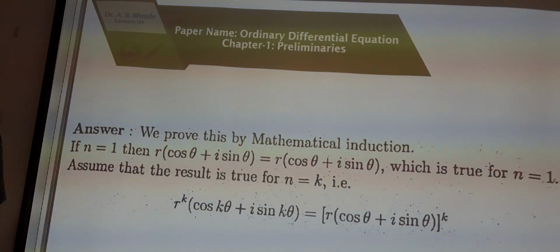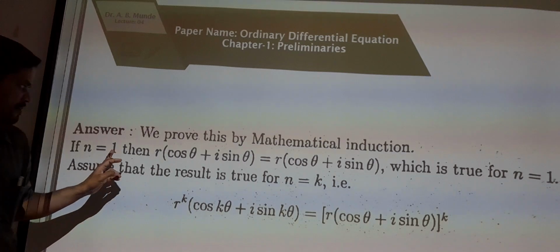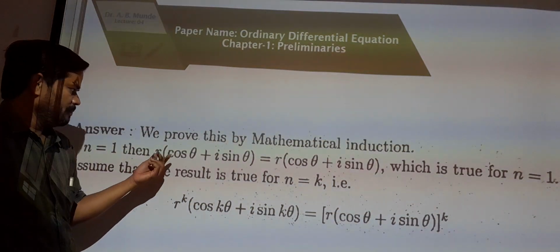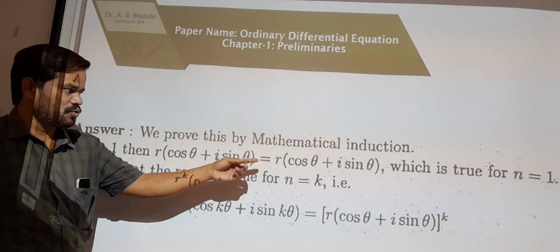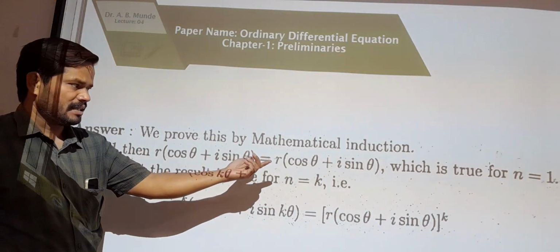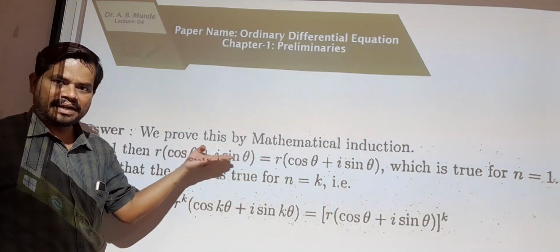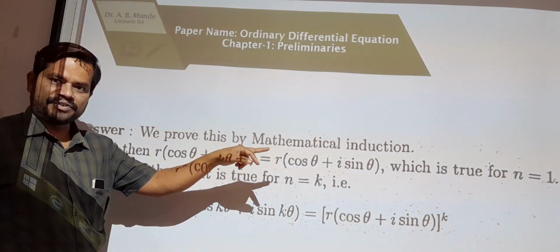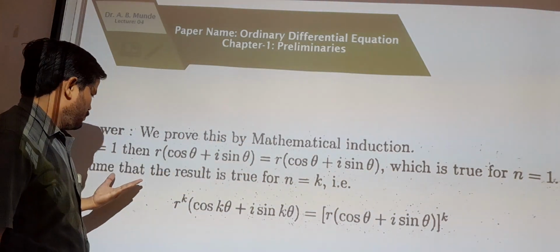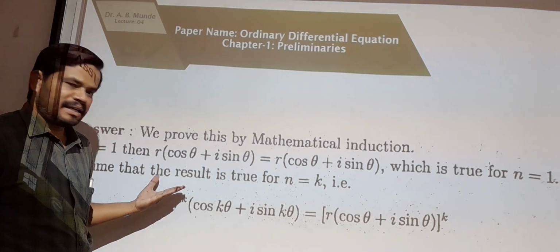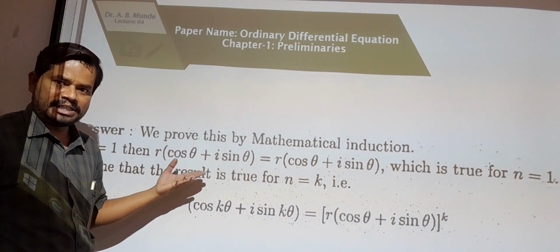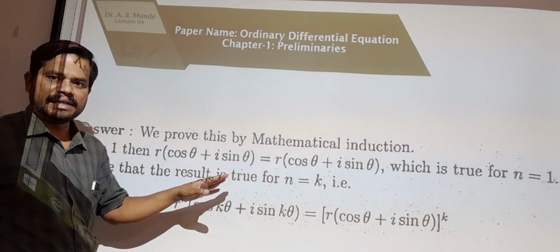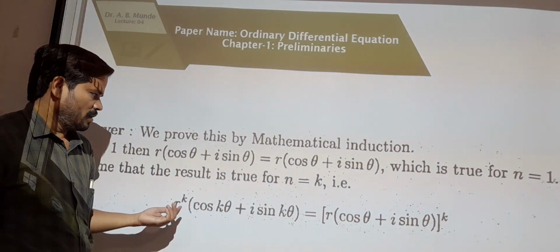We prove this by mathematical induction. If n is equal to 1, then r in bracket cos theta plus i sin theta is equal to r in bracket cos theta plus i sin theta. So this identity is true for n equal to 1. Now, by mathematical induction, we have to show this result is true for any n equal to k. So let us see here.